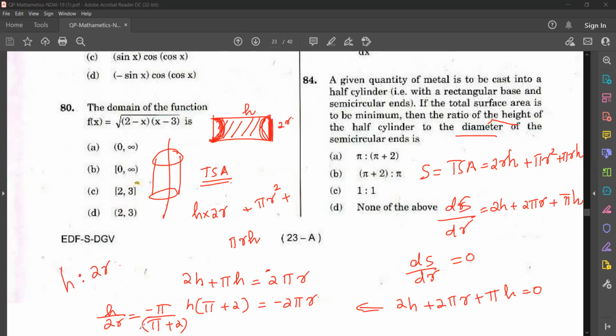The negative sign, because here they're asking for minimum, we can neglect this. We just need the ratio. The ratio is pi is to pi plus 2. That is the correct answer.